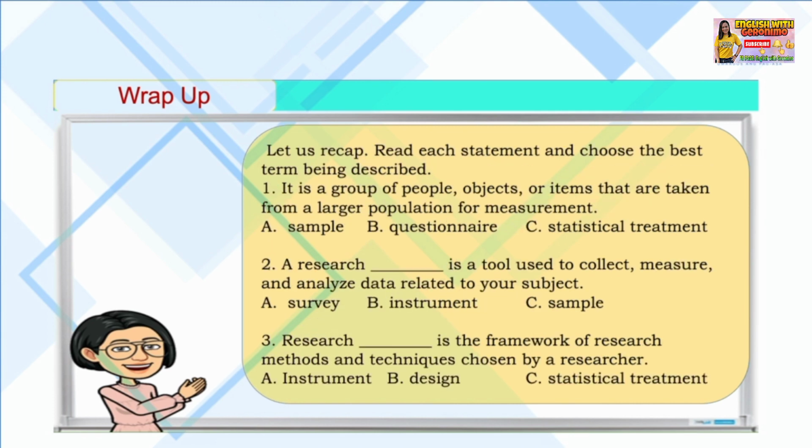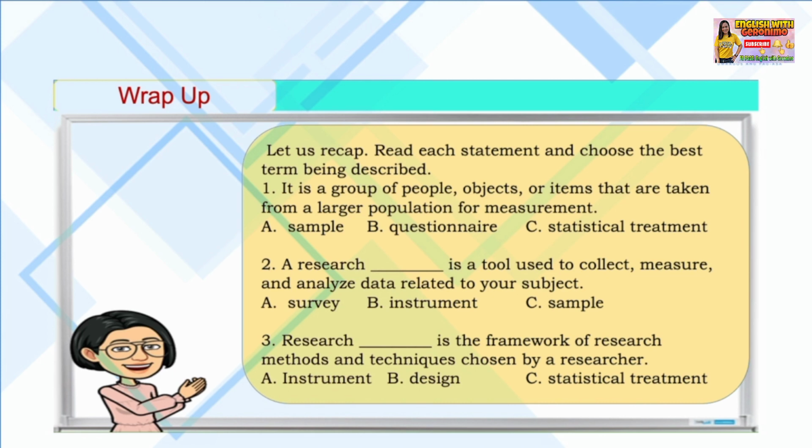Let us recap what we had discussed from this lesson. Read each statement and choose the best term being described. Number 1. It is a group of people, objects, or items that are taken from a larger population for measurement. Letter A. Sample. B. Questionnaire. Or letter C. Statistical treatment.